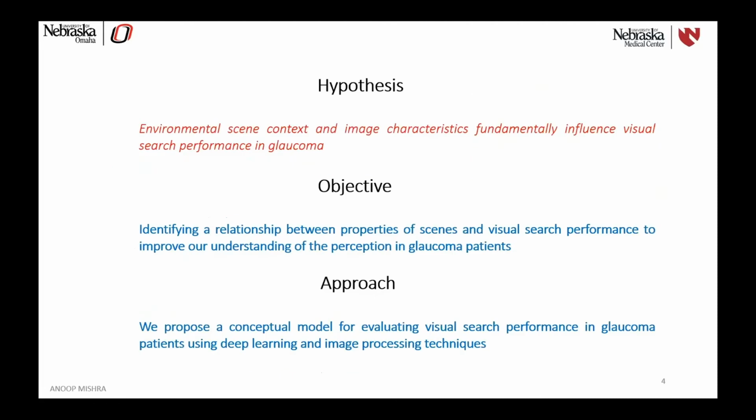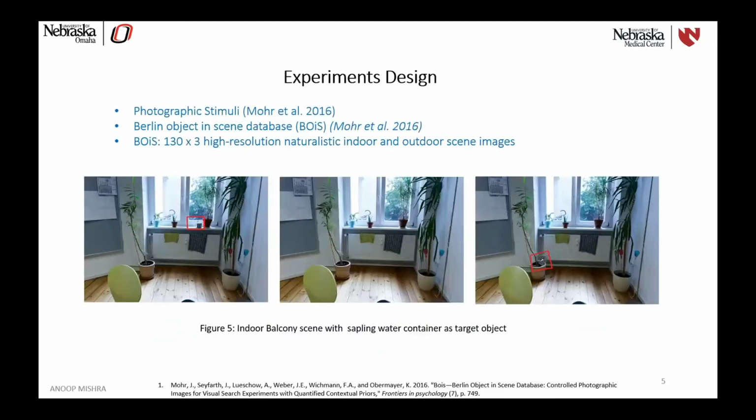There are myriad other examples of visual search tasks, but the point is that it's very important to our day-to-day lives. So we have a hypothesis here, which is that the environmental scene context and image characteristics fundamentally influence visual search performance, specifically in glaucoma patients. Our objective then is to identify some relationship between these properties of the scenes and the visual search performance to improve our understanding of the way glaucoma patients perceive the world. To do this, we're proposing a conceptual model for evaluating visual search performance that involves the use of deep learning and image processing techniques.